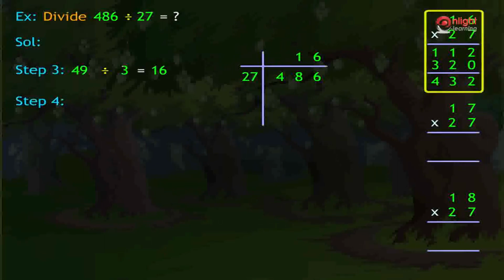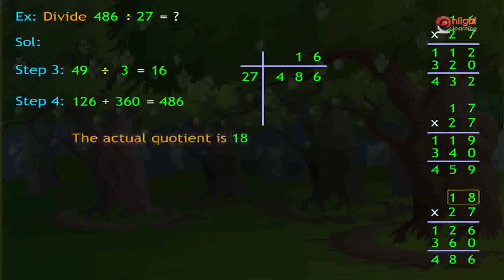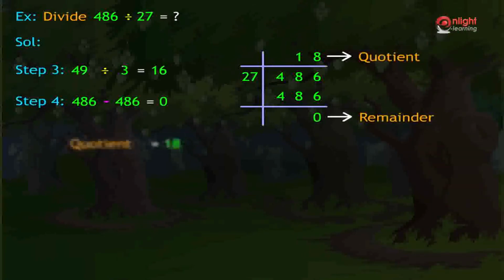As we multiplied 16 with 27, we multiply 17 with 27 and get 459. As this is also smaller, we try another quotient, that is 18. Now 18 multiplied with 27 is 486. So the actual quotient for 486 divided by 27 is 18. So we write 18 as the quotient and 486 below 486. Hence, the quotient is 18 and remainder is 0.